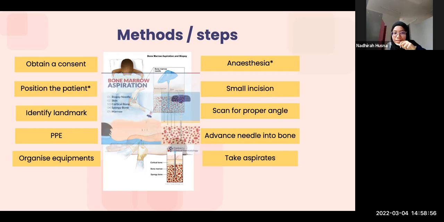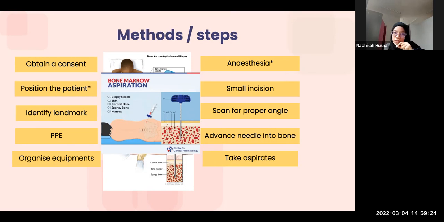Next, for the bone marrow aspiration, as you can see, you need to pierce the skin, cortical bone, spongy bone, and bone marrow. So we need to properly angle the needle, and then we can advance the needle into the bone. Initially, we can feel some resistance because it needs to pass through the cortical and spongy bone. But once it has reached the marrow, there will be less resistance over there. And then we can take the aspiration.